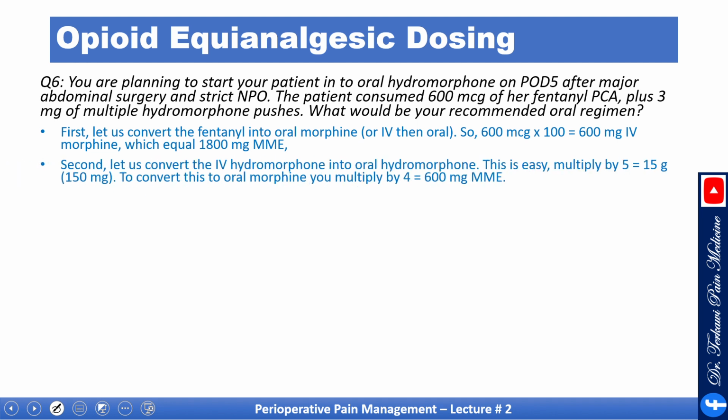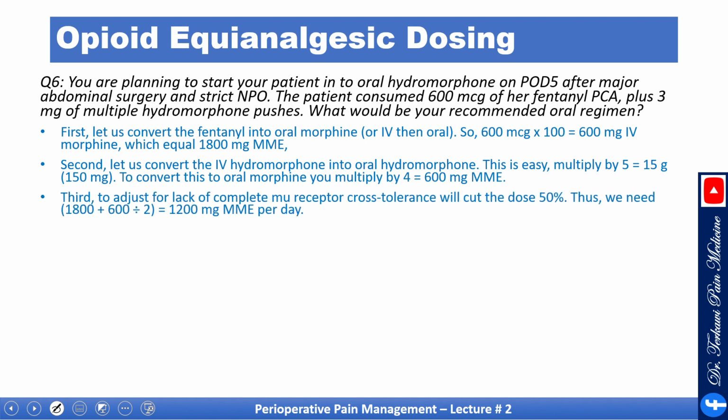Second, let us convert the IV hydromorphone. Remember, she got that 3 milligram into oral hydromorphone. This is easy. Multiply by 5, so it's 15 milligram. To convert this to oral morphine, you will multiply by 4. So this is 400 milligram morphine equivalent orally, right?